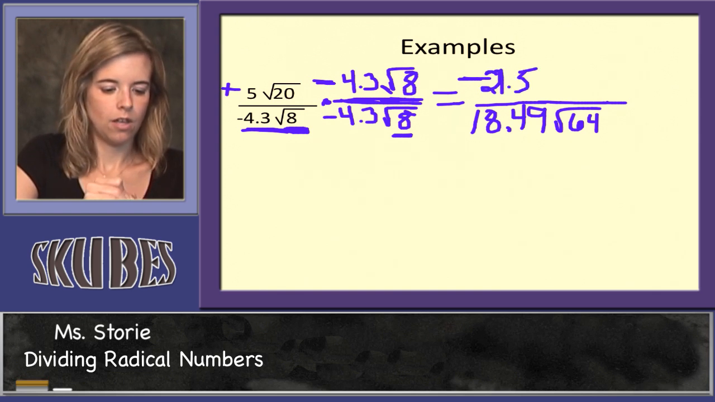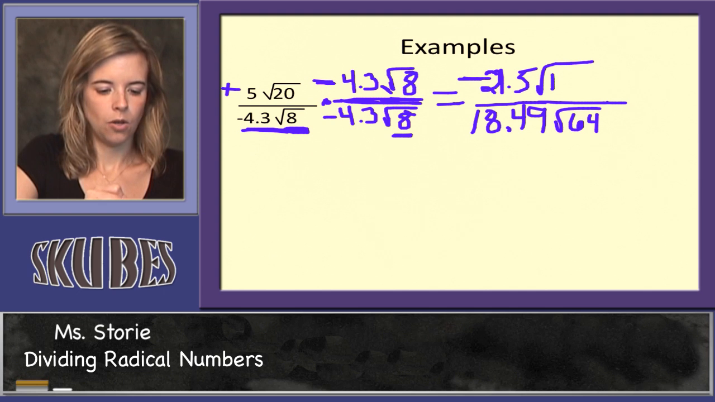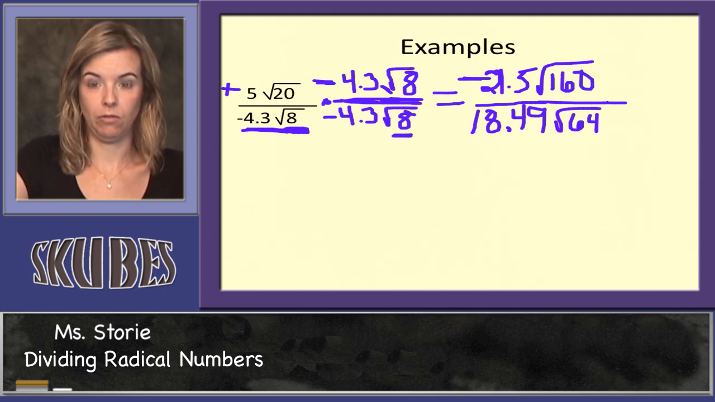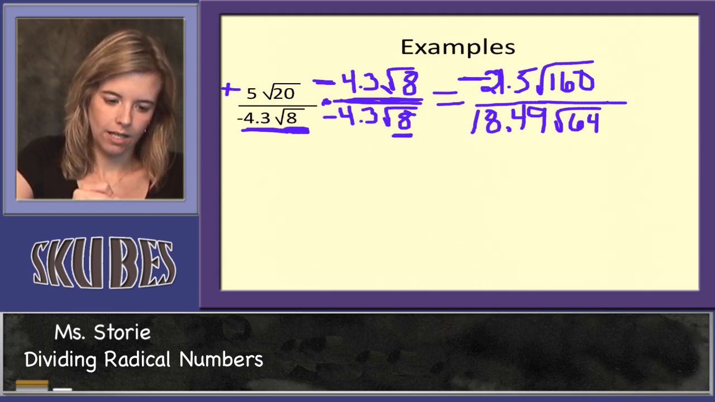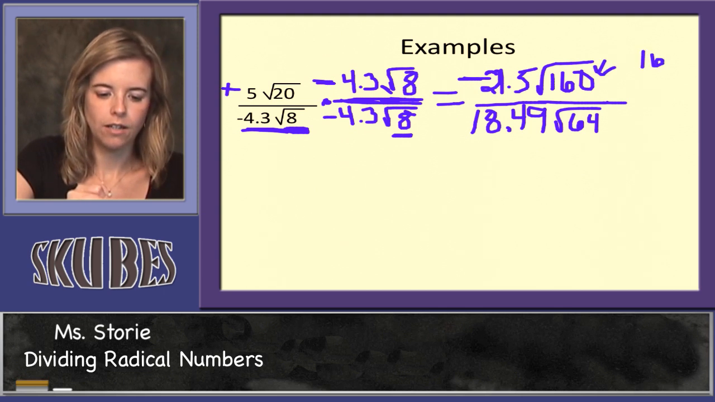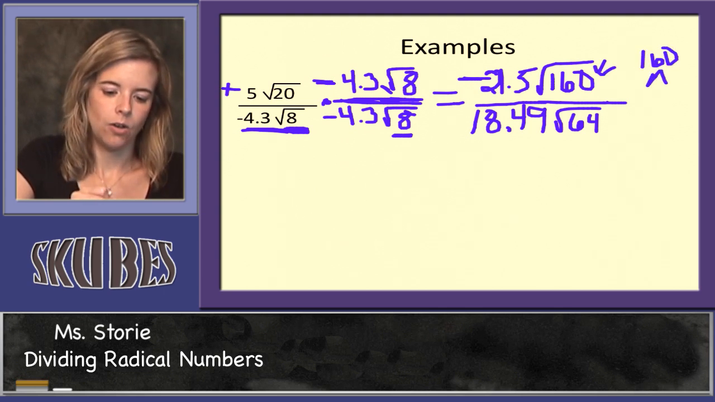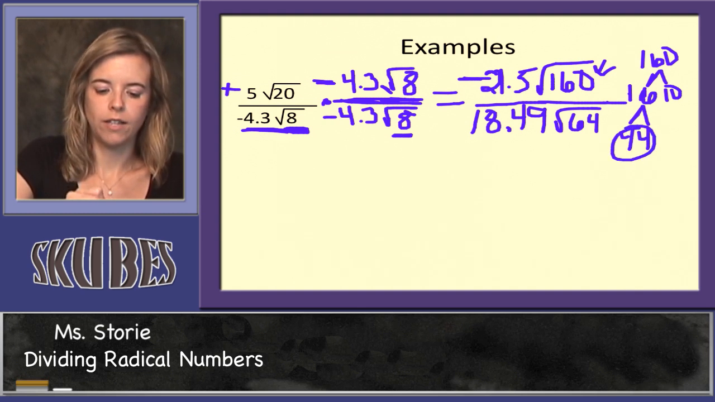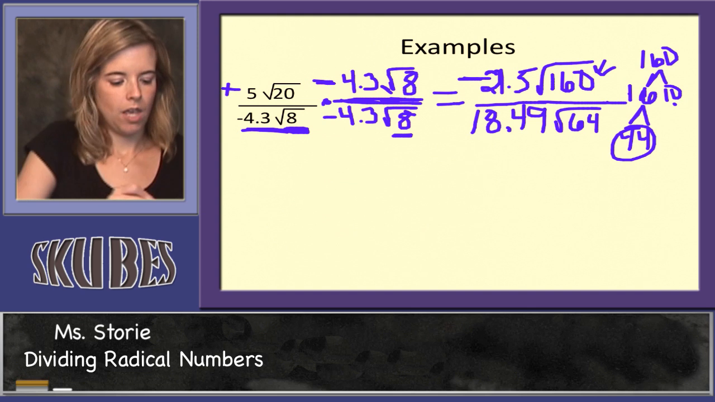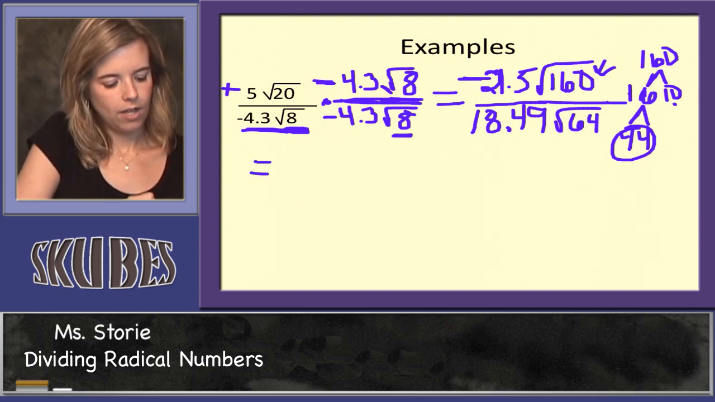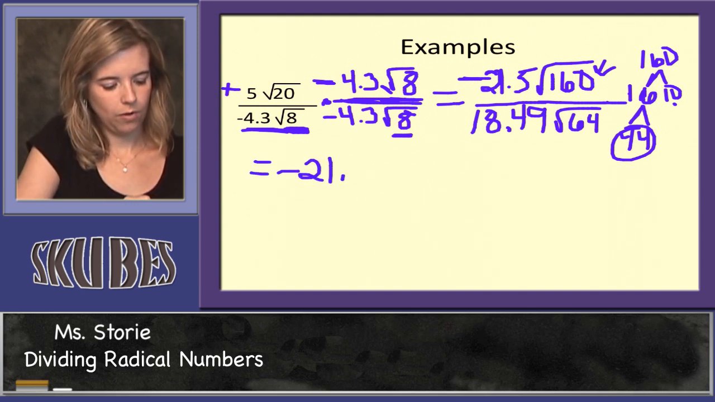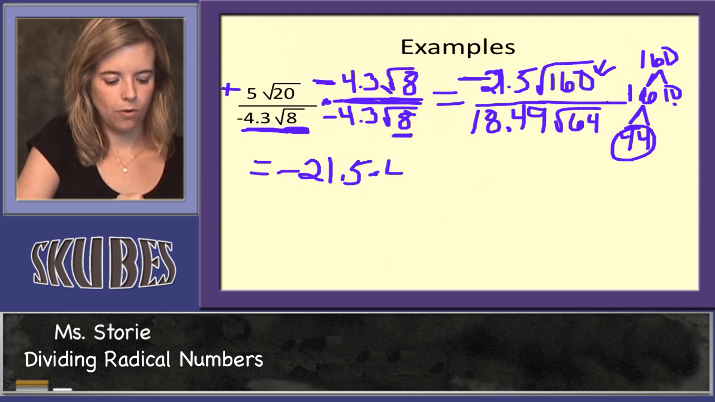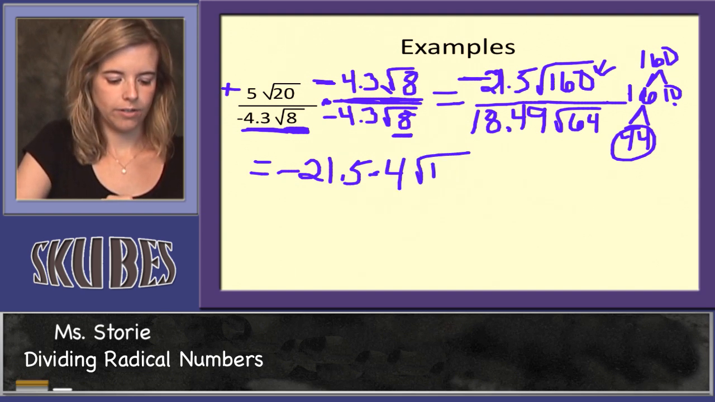21.5 radical 160. It's a big radical. So that means you're going to have to take this radical right here and factor tree it to break it down. And I know that it's going to be 16 times 10. And then I have 4 and 4. I have a pair. This is not going to break, so we have to keep that underneath the radical sign. So actually, on your numerator, you have negative 21.5 times that 4 that came out, and your radical 10.